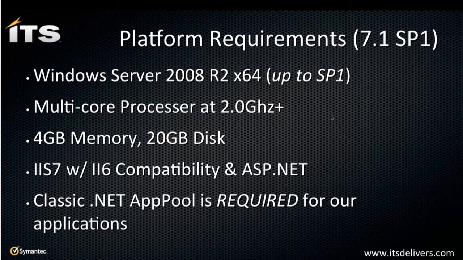Our hardware requirements stay the same. And again, these are just minimums, really just guidelines to get the product installed and running. But we do need to see multiple cores at 2 gigahertz or above. We're going to want 4 gigs of memory, although if you do want to just demo or evaluate the product, you can install with just 2 gigabytes of memory. You will need at least 20 gigabytes of disk for the solutions and some data. We do require IIS 7 with the IIS 6 compatibility tools and ASP.NET role installed.